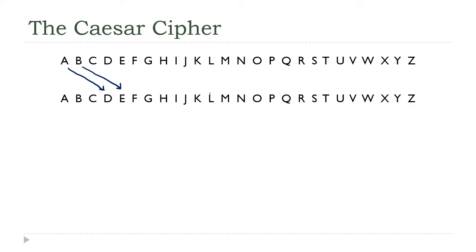So a word like chip, for example, would become FKLS, right? C goes 3 ahead to F, H goes 3 ahead to K, and so on.